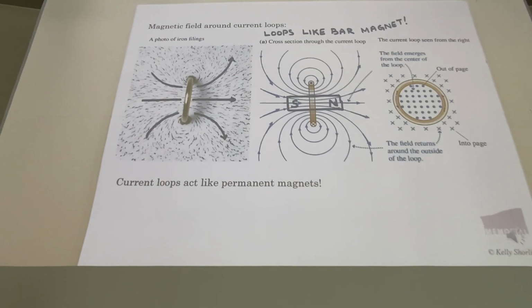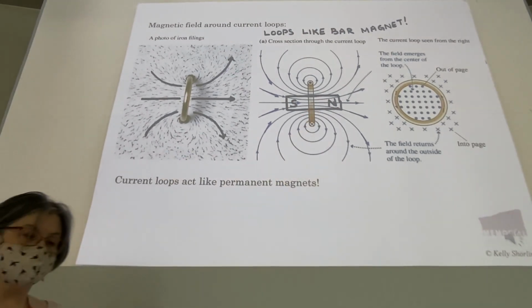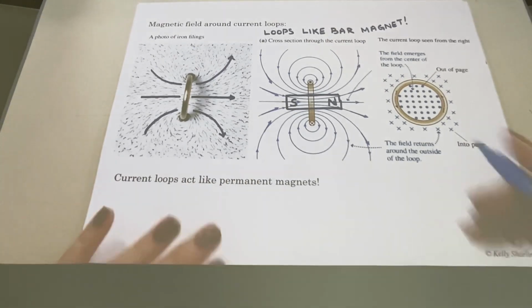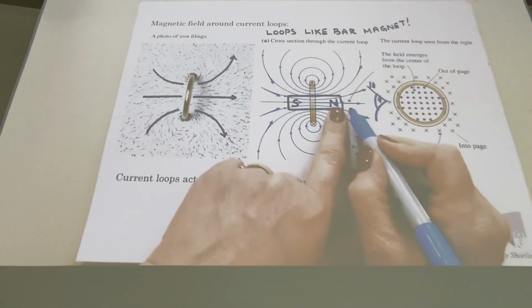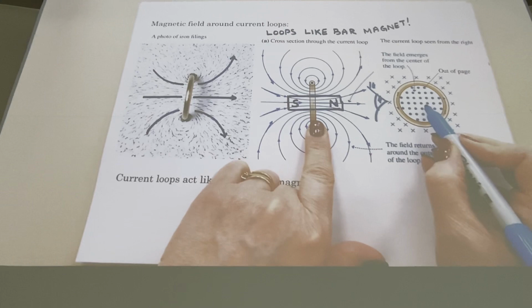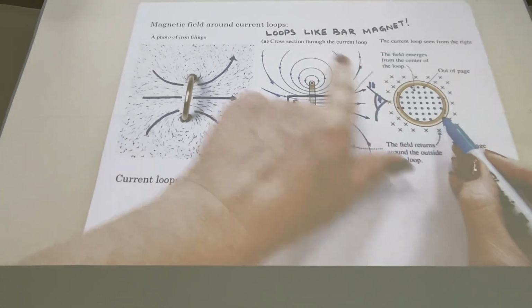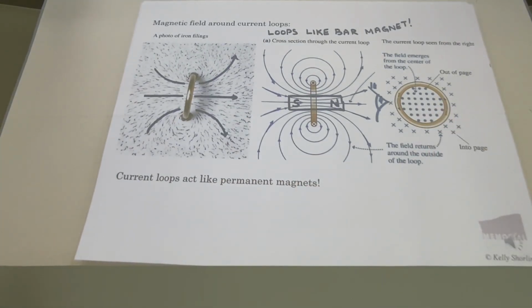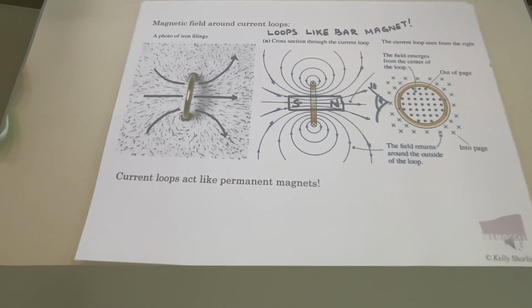What else do we have? This is what it looks like when we go top down on the loop. If we chose to look directly at the loop instead, so let's say we put our eyeball here looking into it, all of those magnetic field lines at the center would be coming towards us, and all of the fields outside the loop would be going away from us. That's what the field lines look like if you're looking straight at the loop. Our current loops act like permanent magnets or bar magnets.